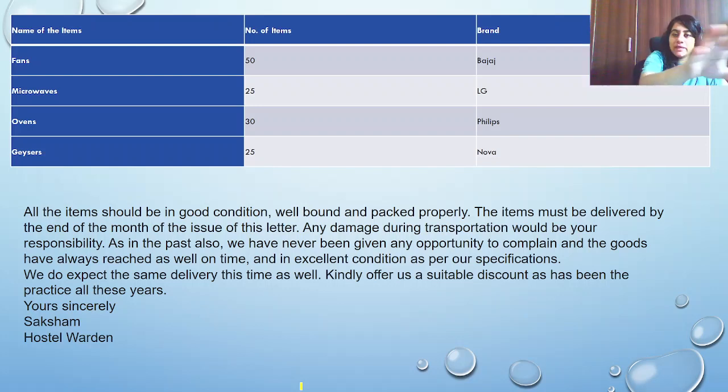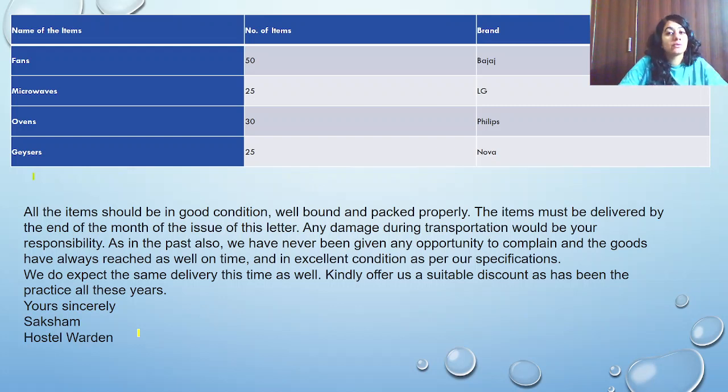Second paragraph, you will make a table like this. You can extend the number of columns that you want to, to flesh out the details, but these are the main ones that you need to be there. You can also add a column at the end which says total. This is the concluding paragraph. All the items should be in good condition, well bound and packed properly. The items must be delivered.